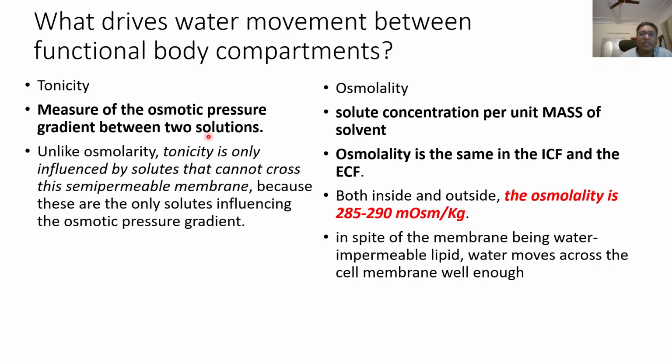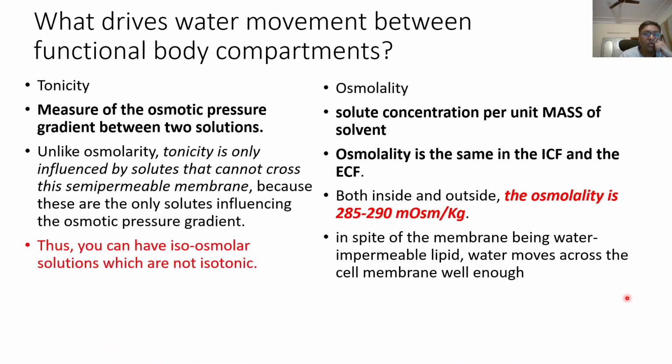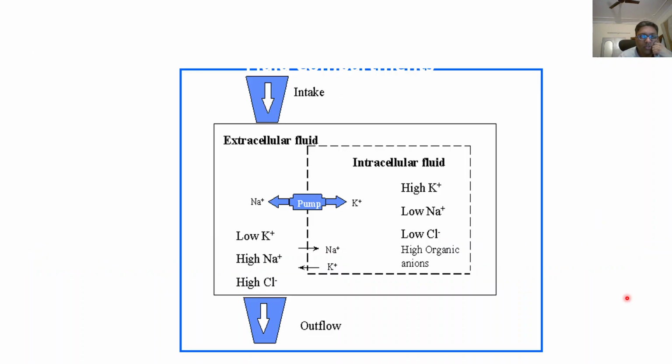Osmolality is different. It also counts solutes per unit mass of solvent, but they do not create a force of movement of water around a membrane. So osmolarity is usually the same in the ICF and the ECF. Tonicity is the measure of the osmotic pressure gradient between the two solutions. So we can have isosmolar solutions which are not isotonic. We'll further discuss these concepts.